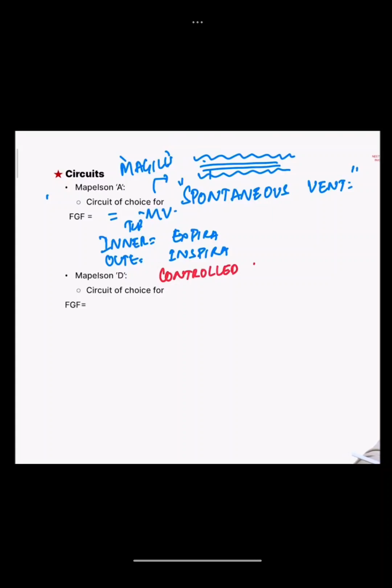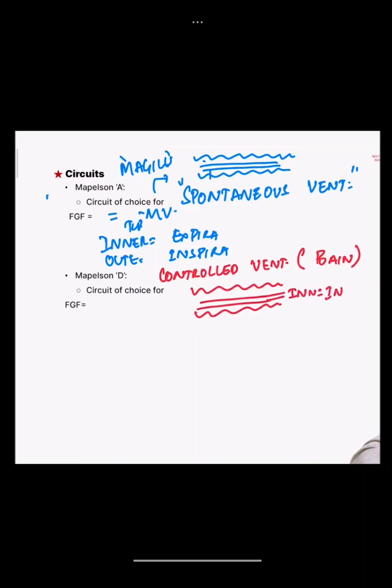Now, even after introducing the circuit, this is very important, it again had the problem of rebreathing of carbon dioxide. So there was a guy whose name was Dr. Archie Bain. He modified the circuit. What modification has he done? He added an inner tube, but here it was simple. The inner tube was responsible for inspiratory gases and the outer was responsible for expiratory gases.